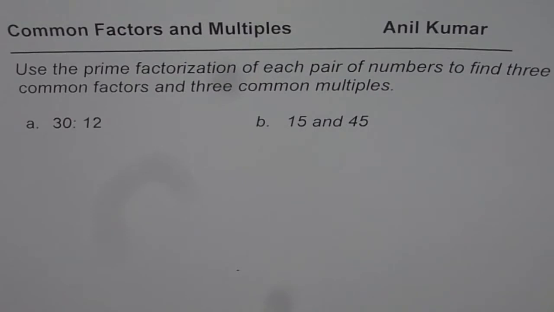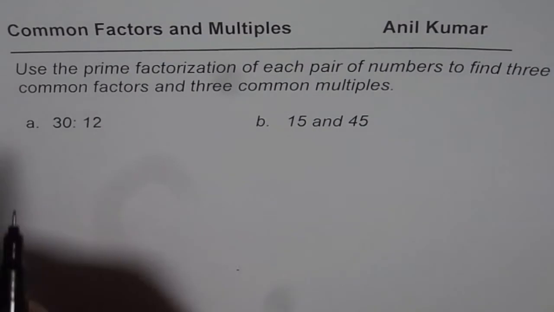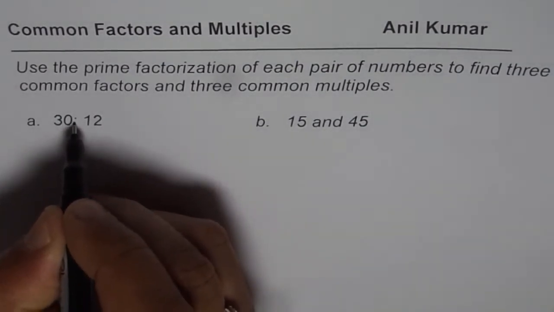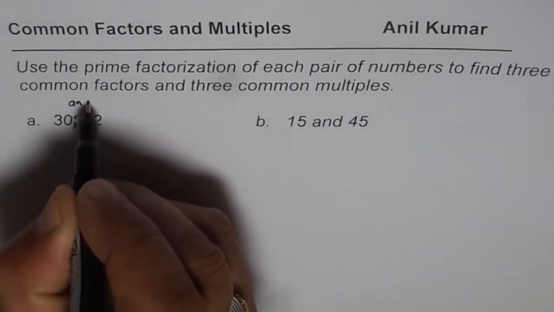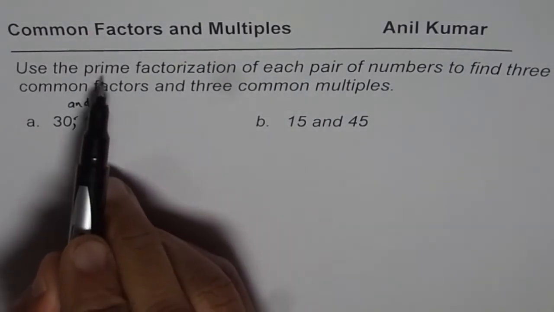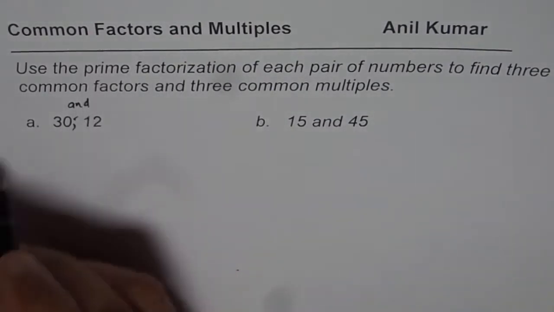The question here is, use the prime factorization of each pair of numbers to find three common factors and three common multiples. Let me show you how it is done. We have two examples here. First we'll explore the numbers 30 and 12. So first find the prime factorization of each number.